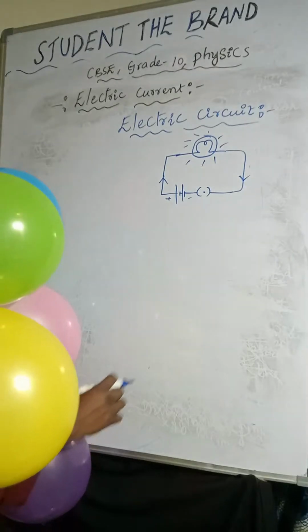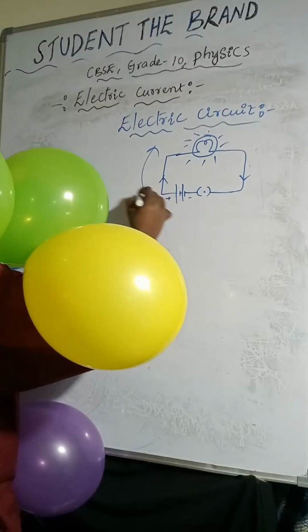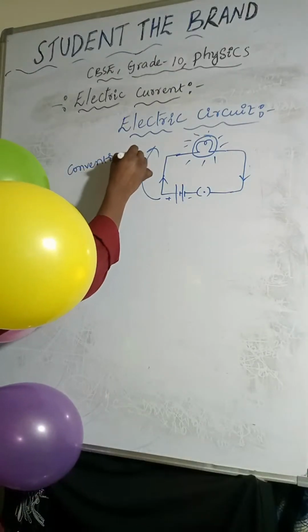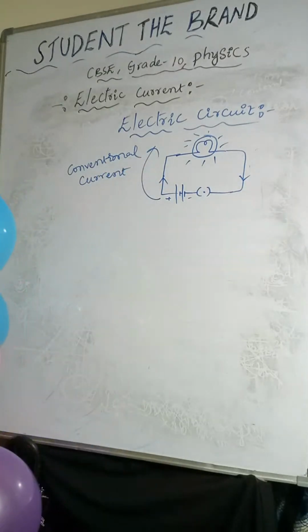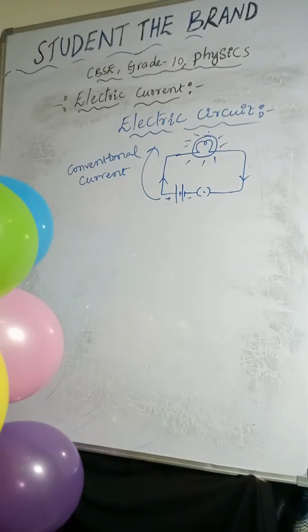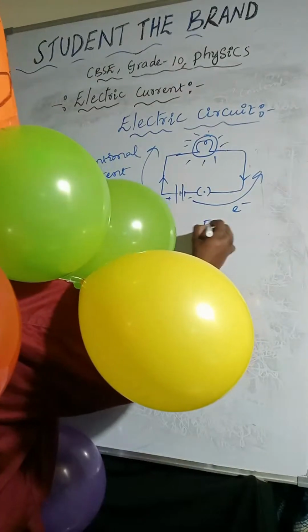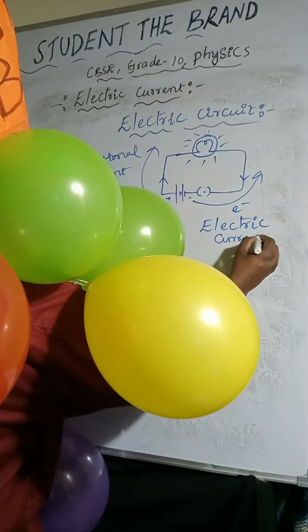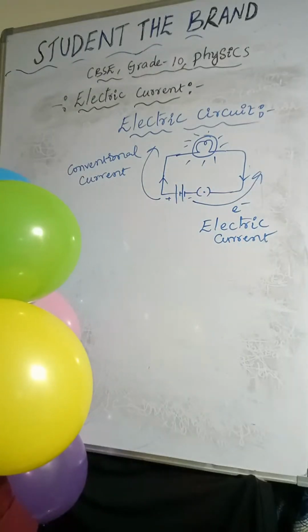Current is passing from positive terminal to negative terminal. This is the conventional current. And here, the flow of electrons is the electric current. So what is conventional current? The flow of positive charges is known as conventional current. The flow of electrons is known as electric current.